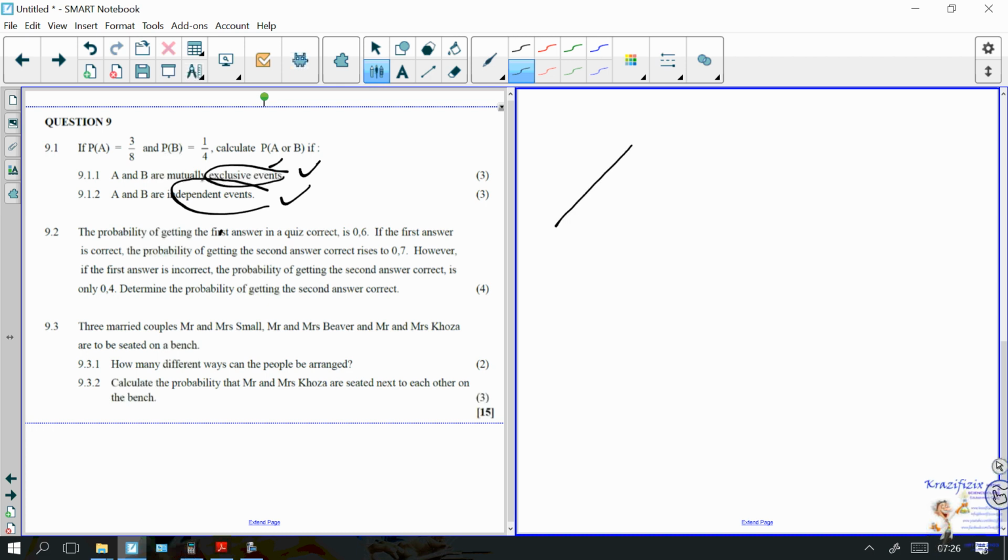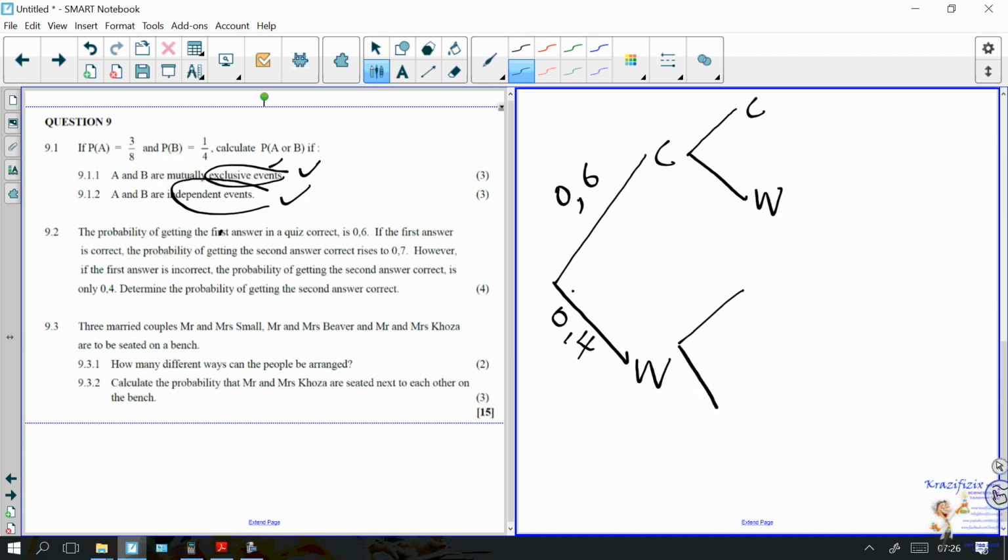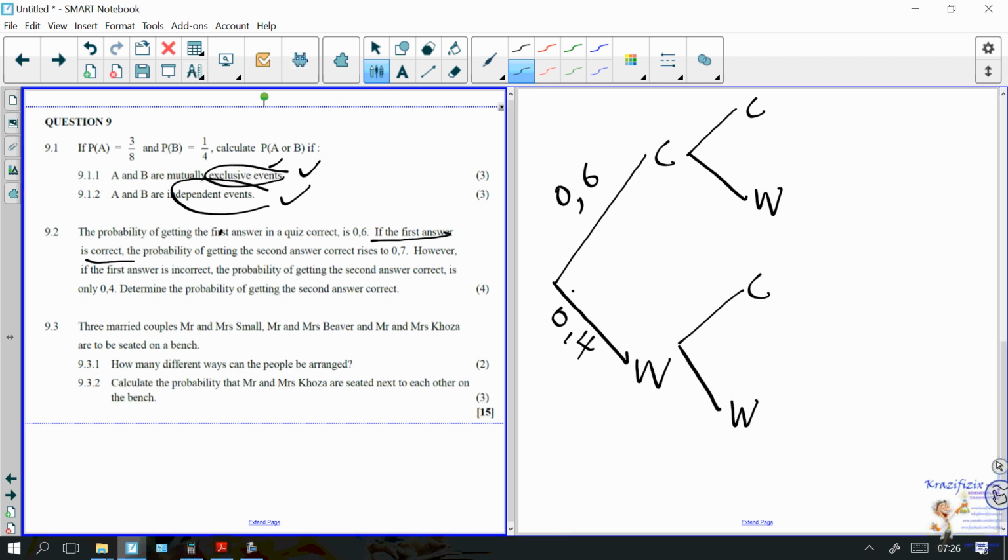So I am going to draw a tree diagram of correct. Okay, I'm going to need space, correct and wrong. First answer. Probability of getting the correct first answer is what? 0,6. Remember, your total probability should be 1. So this is 0,4. Second answer, correct or wrong? Now, it says if the first answer is correct, the probability of getting the second answer correct is 0,7.